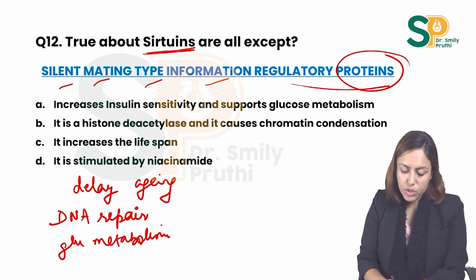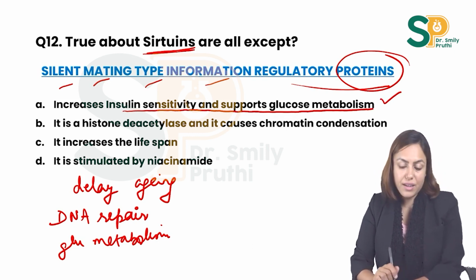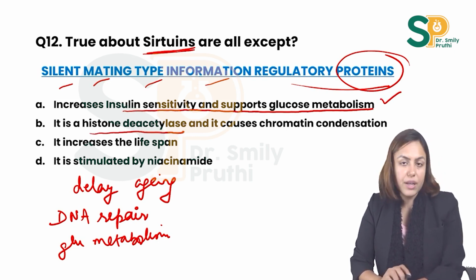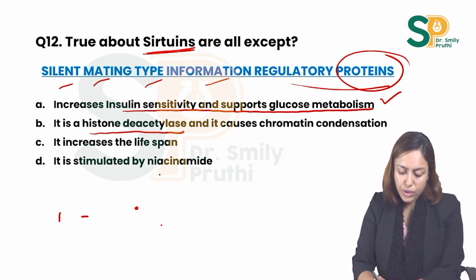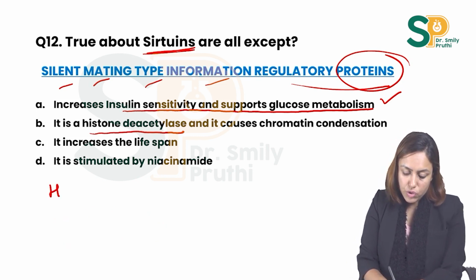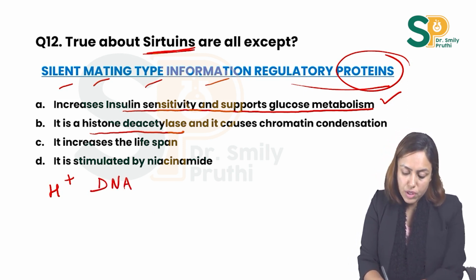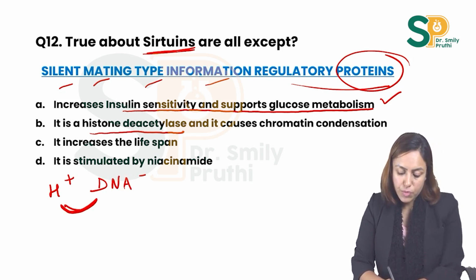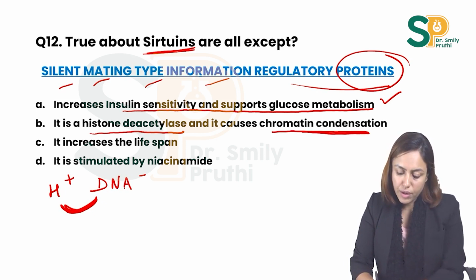Now let's read the options. Option A, increase insulin sensitivity and support glucose metabolism. Yes, it is correct. It is a histone deacetylase. I told you, when there is histone deacetylation, the histone will be positively charged because the acetyl group has a negative charge. Now the acetyl group is removed, so the histone has a positive charge and DNA has a negative charge. So these positive and negative charges will bind tightly with each other and lead to chromatin condensation, right? So this is also correct.